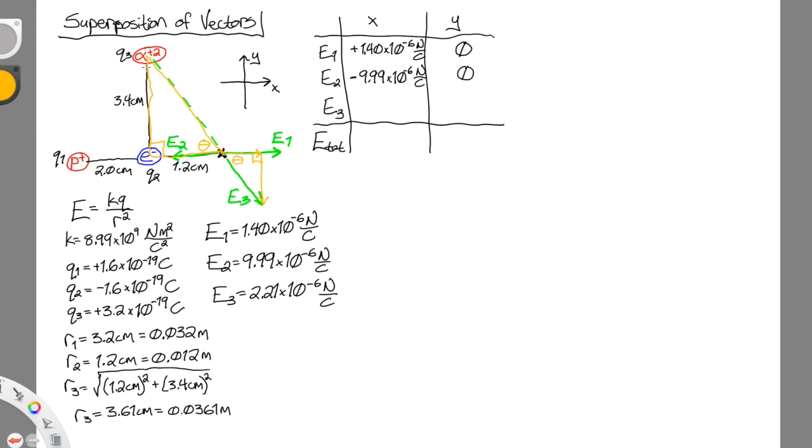Now, we actually technically have all three sides of this triangle because we already found that this last side was 3.61 centimeters, but I'm still just going to use the tangent, and tangent of theta is opposite over adjacent. My opposite here is my 3.4 centimeters, and my adjacent is the 1.2 centimeters. So to solve for theta, we take the inverse tangent of both sides. So inverse tangent of 3.4 centimeters divided by 1.2 centimeters gives us theta is 70.6 degrees.